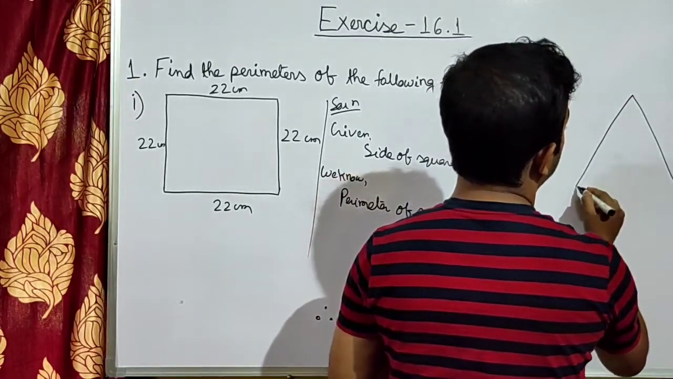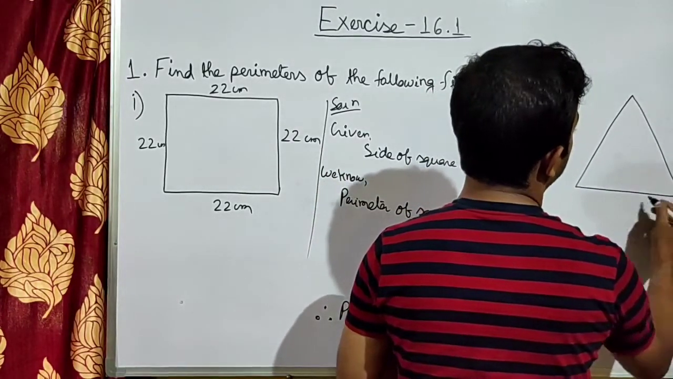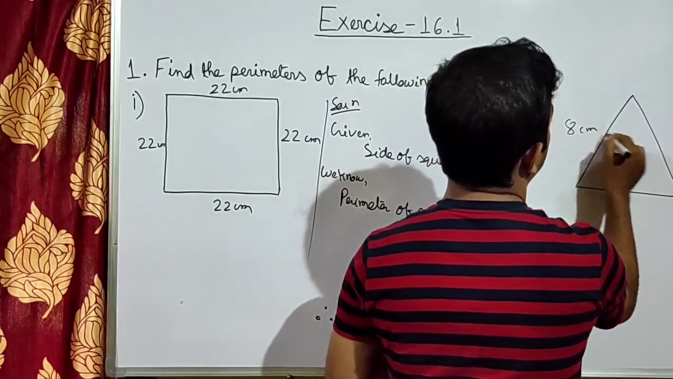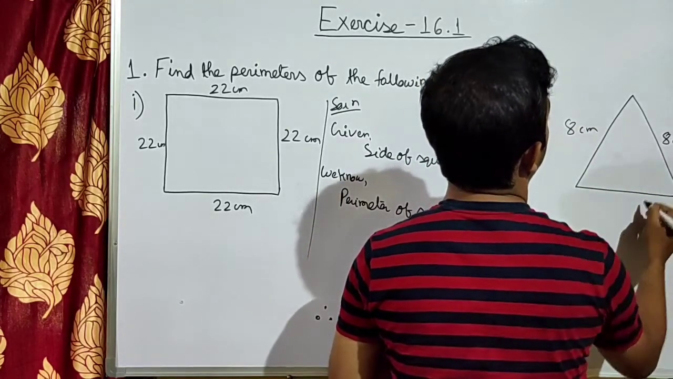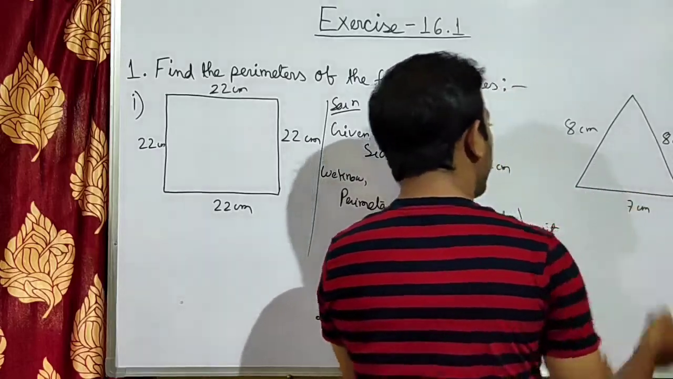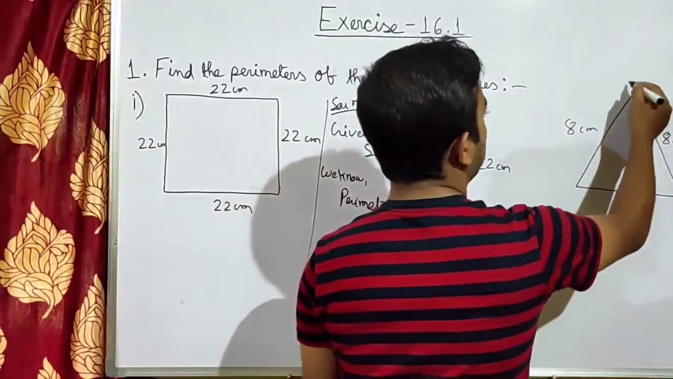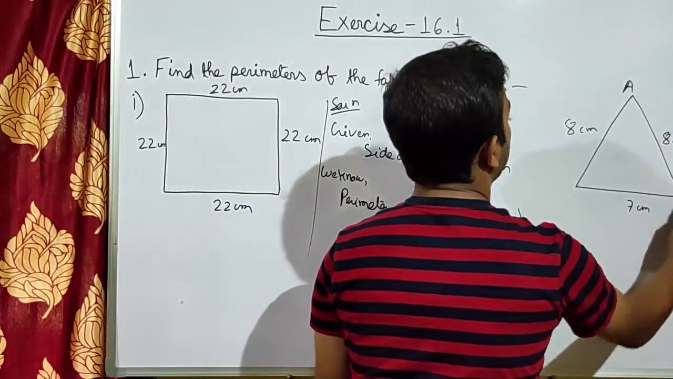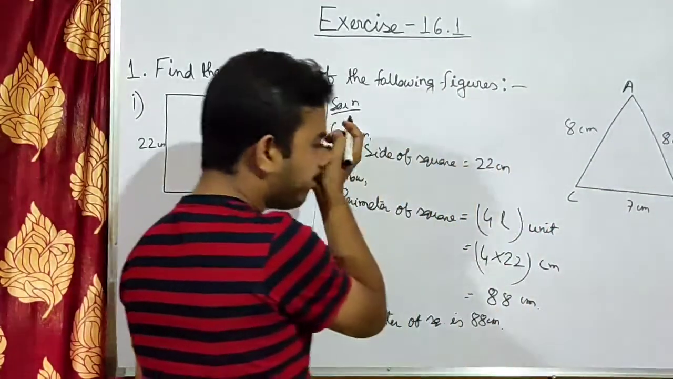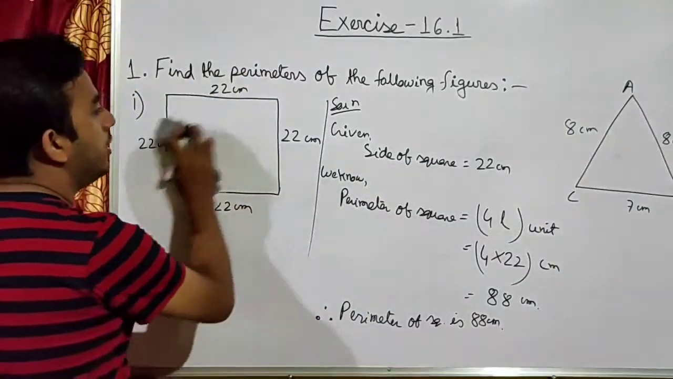These two sides are 8 centimeter and this side is how much? 7 centimeter. 8 centimeter, 8 centimeter, then 7 centimeter. How can we find the perimeter of this? First of all, let us give it names: A, B, C. Clear? Very good.